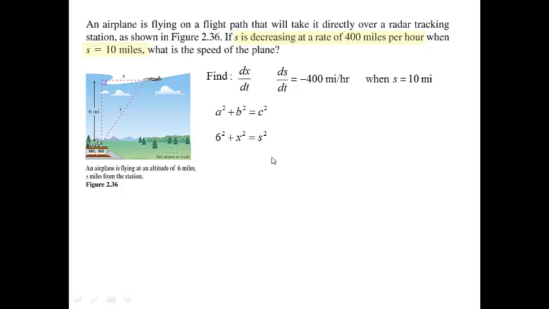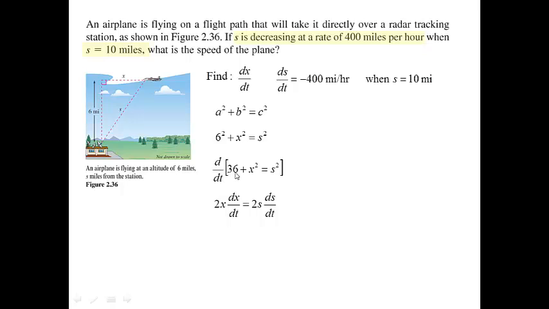So then we can take the derivative of this function here, this triangle here, we can get now dx/dt and ds/dt. These are the two things that we're trying to find, right? So here is everything that we have. We have pretty much everything that's given. So I'm going to go ahead and take the derivative.